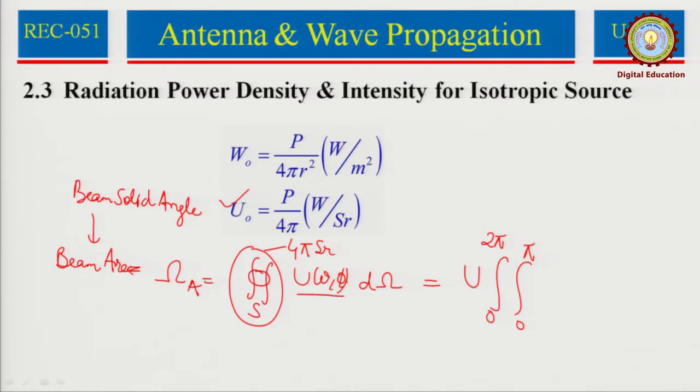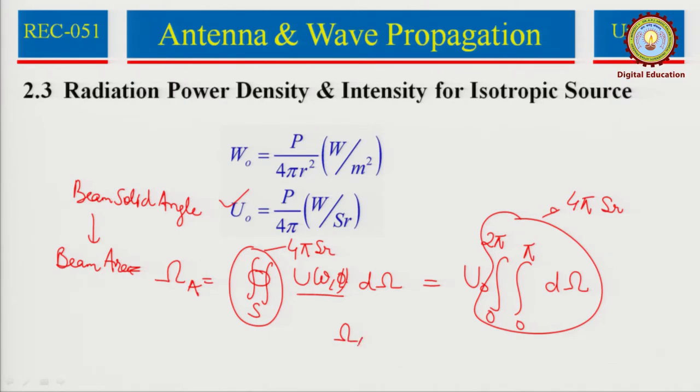So this is a different way of writing this equation. For d omega, what is the value? It is independent of theta and phi, so we treat it as u naught. And the maximum solid angle over a sphere is nothing but 4 pi. So the beam solid angle is nothing but u naught into 4 pi. Next, what is power?